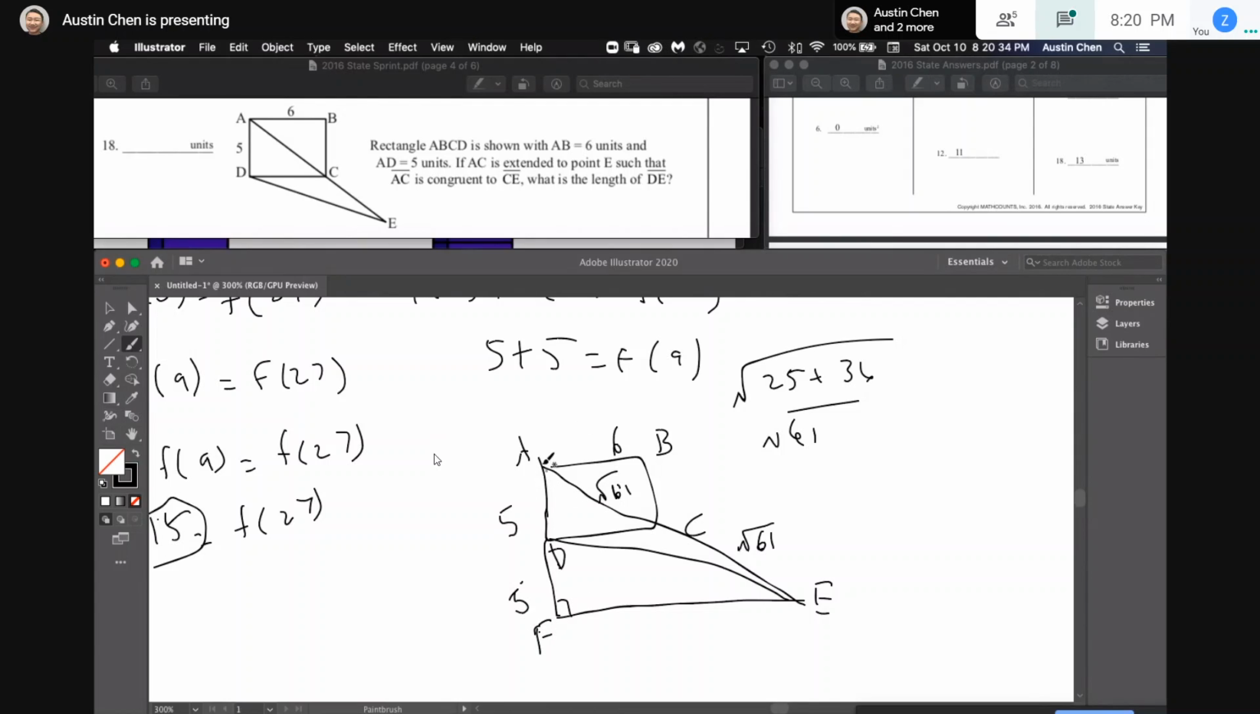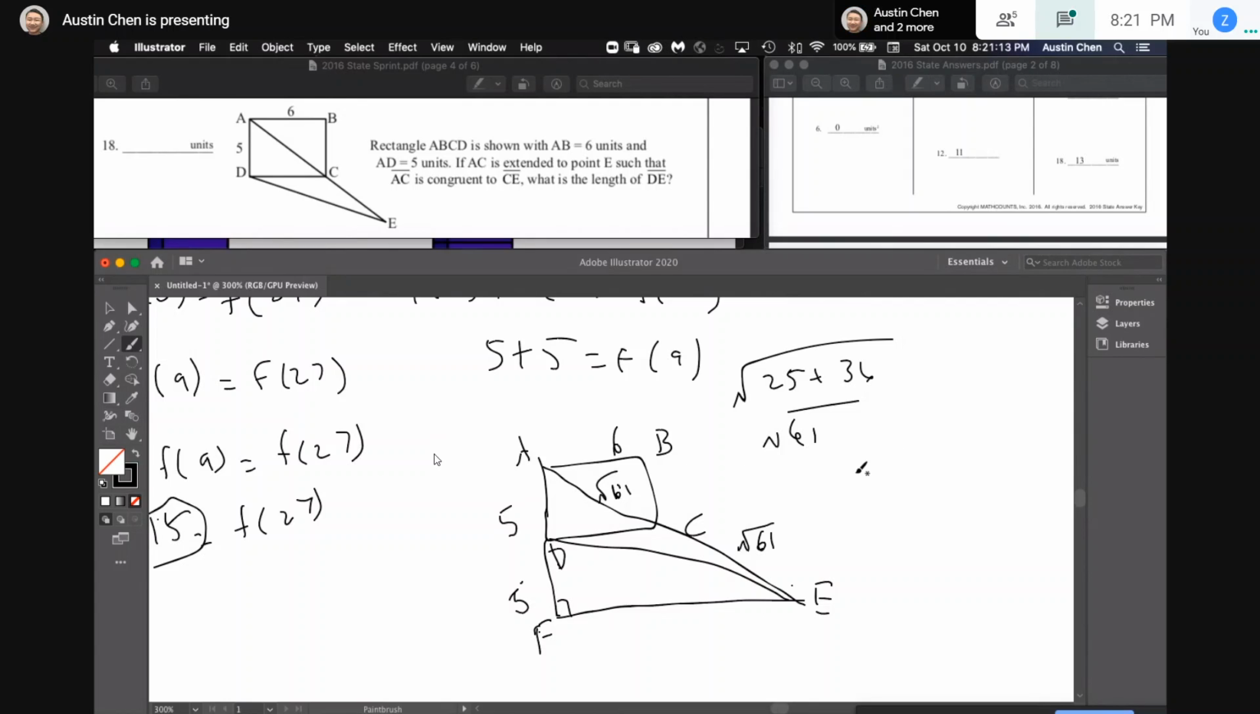So if we look at this, ADC is similar to AFE, right? And AC is half as long as AF, right? So AD has to be half as long as AF, right? Which means that this length is just going to be 5. And what we can do is find FE from this big triangle AFE with the Pythagorean theorem, and then we can use the Pythagorean theorem again to find the length of DE.